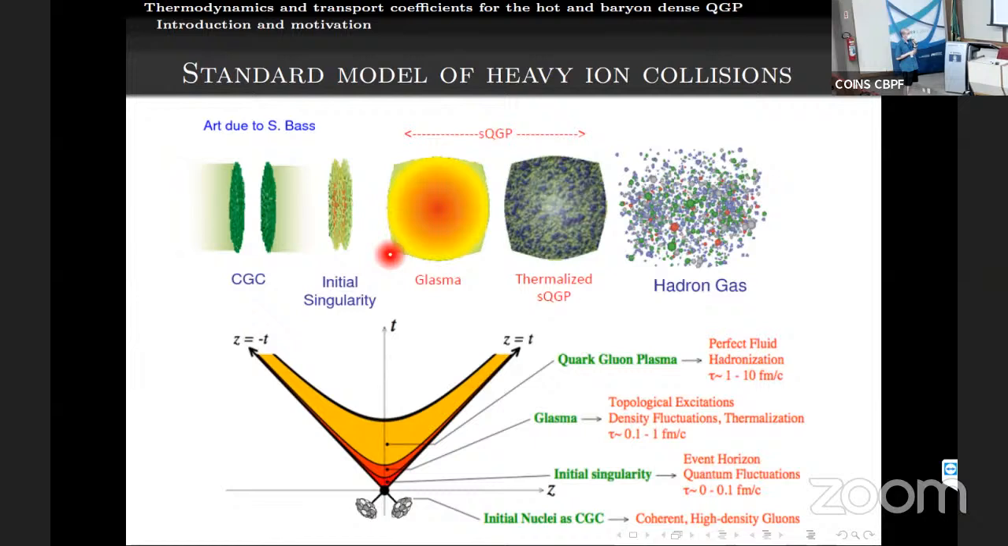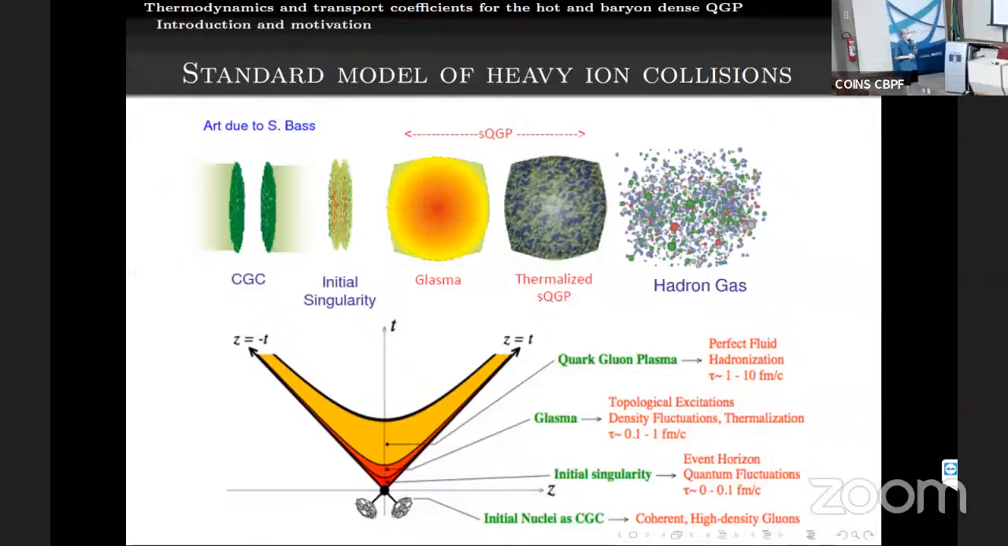As the system keeps expanding and cooling down, eventually it hydrodynamizes, which means that at some time between 1 to 10 fm/c after the collision, where 1 fm/c is something between 10 to the minus 24 to 10 to the minus 23 seconds, so we are talking about a very short-lived medium here, it forms a medium that can be described by the equations of relativistic viscous hydrodynamics, which is this thermalized quark gluon plasma.